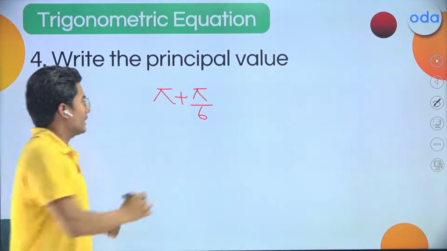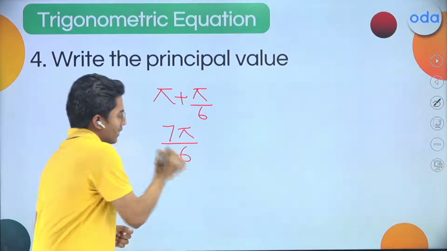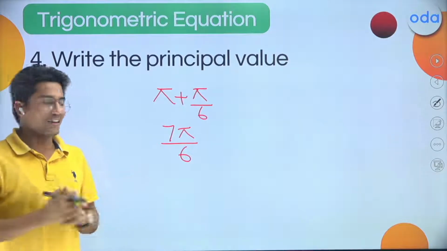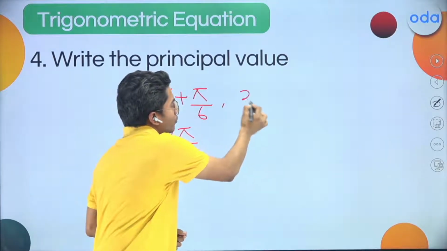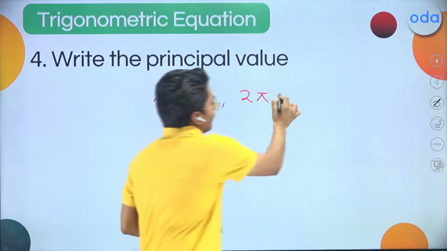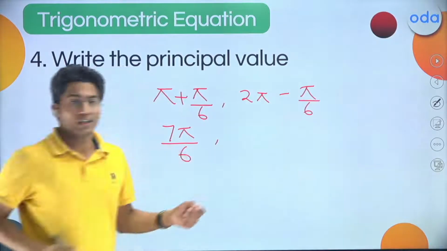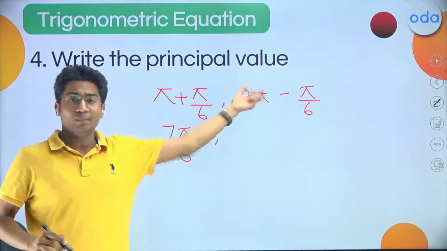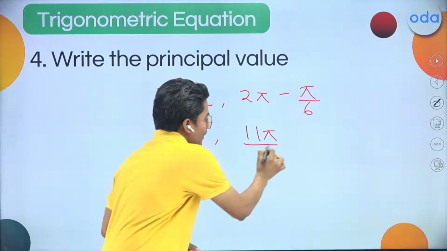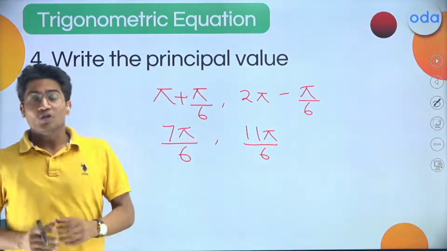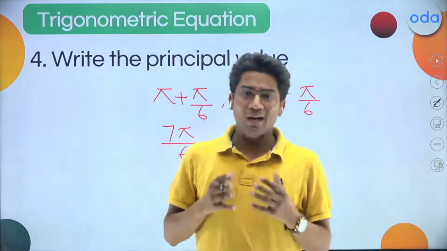If I simplify this, that will be 7 pi by 6. Now, next value, 2 pi minus theta. So that would be 2 pi minus pi by 6. From here, if I take the LCM, that would be 12 pi minus pi, so that would be 11 pi upon 6. So these are our two principal values that we are supposed to find.